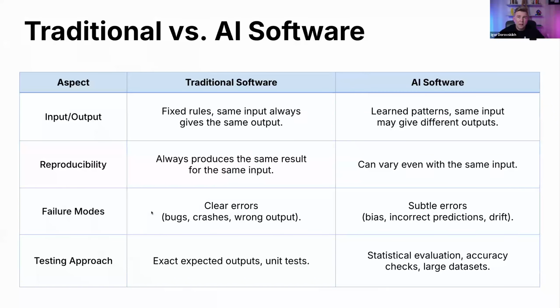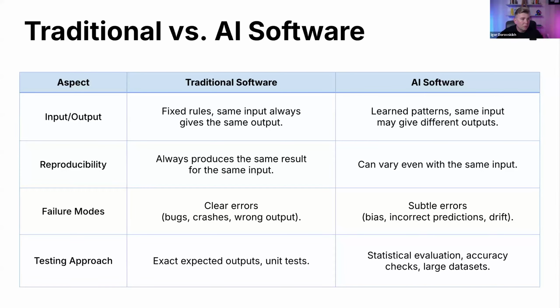All right. So a lot of folks are still confused. What's the difference between traditional testing and AI testing? There's a very big difference. In traditional testing, it's fixed input and output, right? Fixed rules, the same input always gives the same output. Pass or fail, like a cookie cutter. In AI testing, it learns patterns, and the same input may give you different output. On reproducibility, in traditional testing you can always reproduce, so you always get the same results, and in AI testing results can vary even with the same input. And Jaime is going to show you this in the live demo in a few minutes.